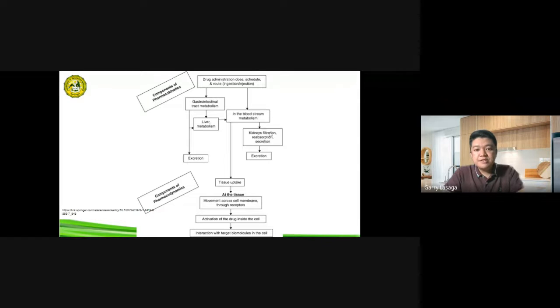The drugs that are present in the bloodstream could also be filtered. It will be transported to the kidney, where it can be filtered, it can be reabsorbed, and it can be secreted in the kidney. So those drug metabolites that are filtered and that are secreted in the kidney, particularly in the nephron, will be excreted through the urine.